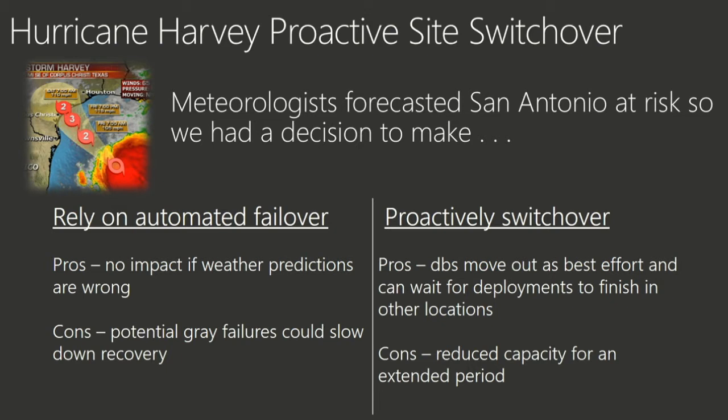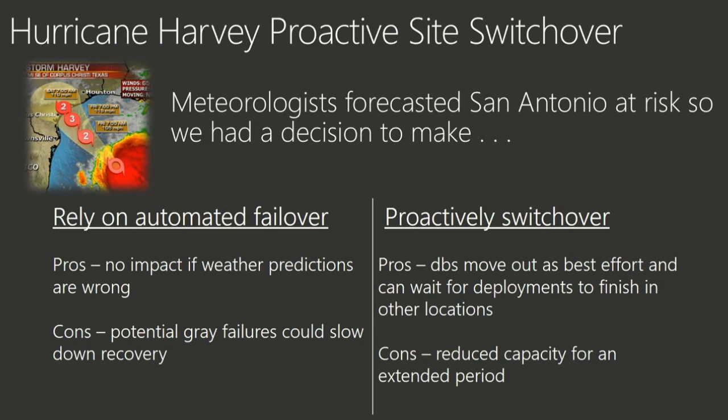The other benefit of doing that is that we can halt non-discretionary maintenance from going on in the other locations so that those databases have the best place to go. The con is that we're operating at a reduced capacity, so we're taking out a quarter of our DAG.